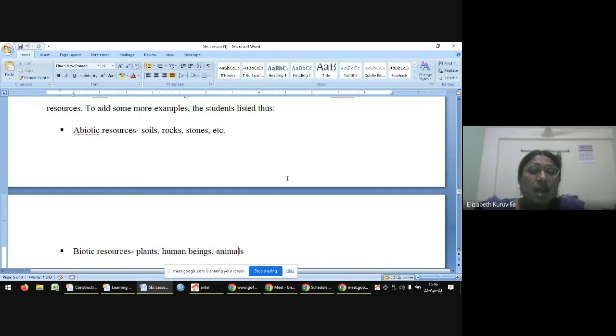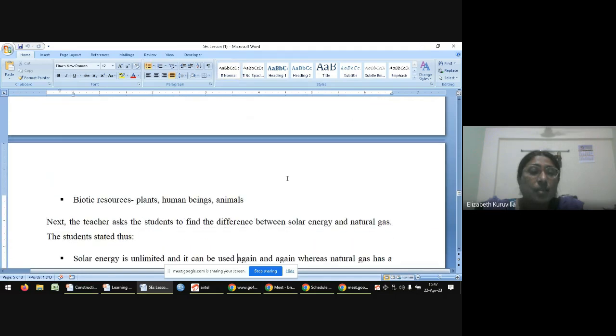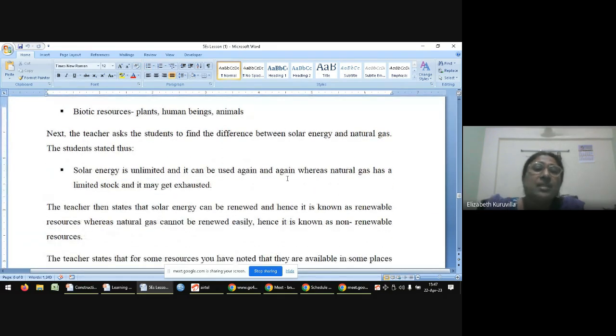The teacher then asked how animals are different from minerals. Students stated that animals come under living things, whereas minerals come under non-living things. The teacher adds that based on the origin of resources, it can be classified into abiotic and biotic resources. So the living things and non-living things is coming under abiotic and biotic. To add some more examples, the students listed thus: abiotic resources, that is non-living things, soil, rock, stones, etc. Biotic resources, plants, human beings, animals.